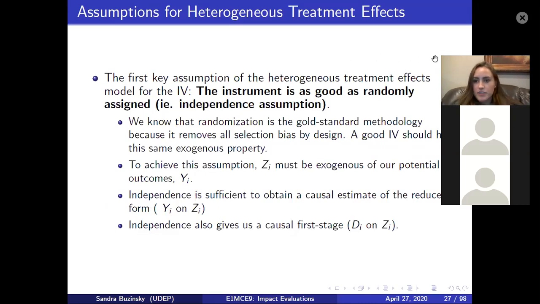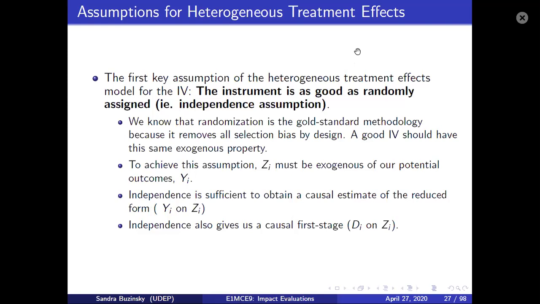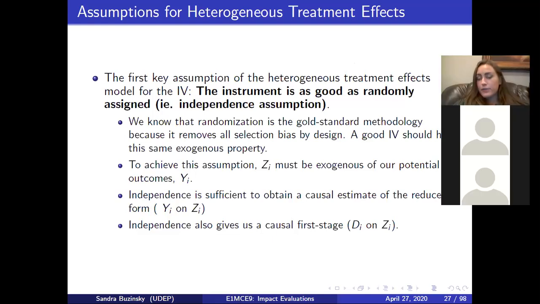Okay, so for the heterogeneous case, we need basically the same condition as before, that the instrument is as good as randomly assigned, which is just saying that we have the exclusion restriction satisfied. Okay, this is exclusion. As good as randomly assigned means that there's no selection bias. We talked about how randomization is the gold standard methodology because it removes all selection bias by design. And a good IV should have the same exogenous property, that when we use this instrument variable, we remove all selection bias.